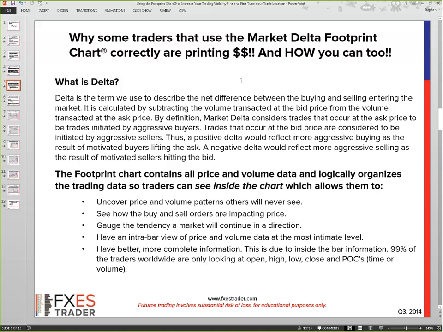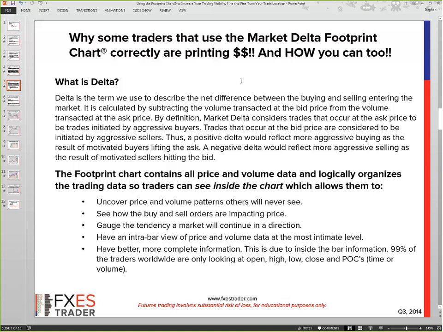Again, we don't know if somebody that's long has to sell or vice versa, but the accumulation of that net or positive effect on delta can reflect more aggressive buying as a result of motivated buyers lifting the offer, and then the opposite of selling. Whereas a negative delta would reflect more aggressive selling as a result of motivated sellers hitting the bid.